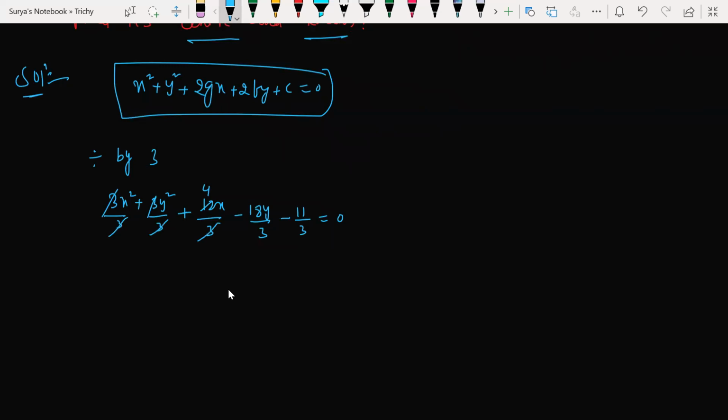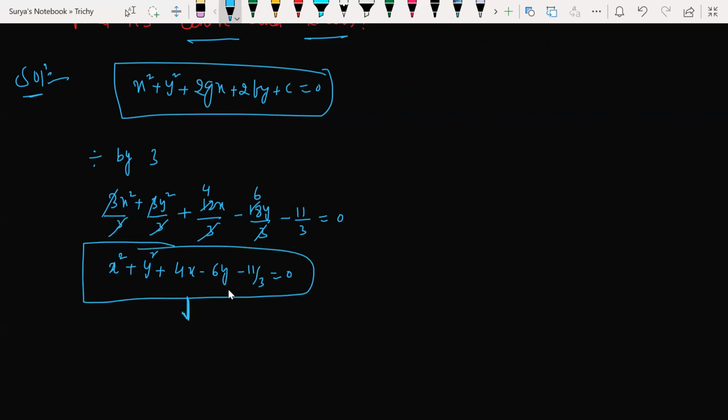3 ones are 3, 4s here, 3 ones are 3, 6. So now write the equation: x square plus y square plus 4x minus 6y minus 11 by 3 is equal to 0. So this is the general equation of a circle here. Now what I need to show is that it is representing a circle.